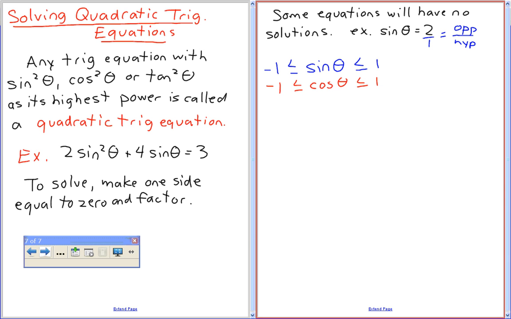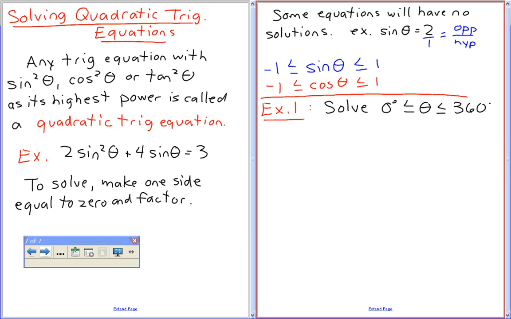There we go, example 1. It says solve, 0 degrees is less than or equal to theta is less than or equal to 360, 2 sine squared theta plus sine theta minus 1 equals 0.